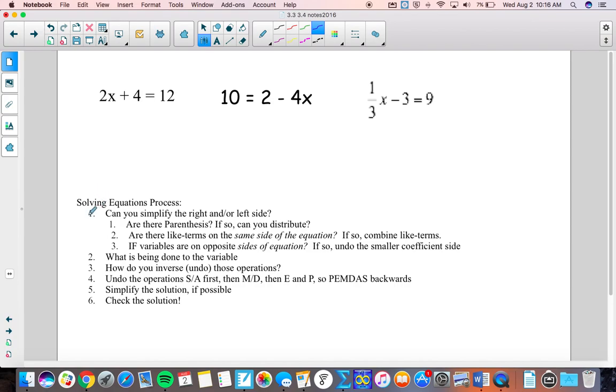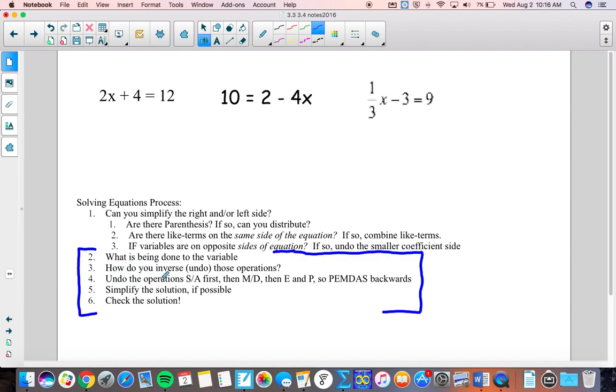Today I have a process written down here, and we're going to really focus on steps 2 through 6, which, oh my gosh, a 6-step process, Mr. Bishop. We've basically done the vast majority of this. I just wrote in more steps. So you're going to ask yourself what's being done to the variable, and also what side it's on. So where is it? What side of the equal sign? What's being done to it? How do you undo what's being done to it?